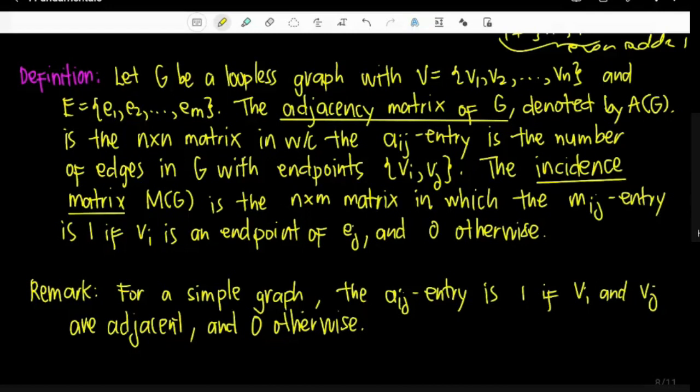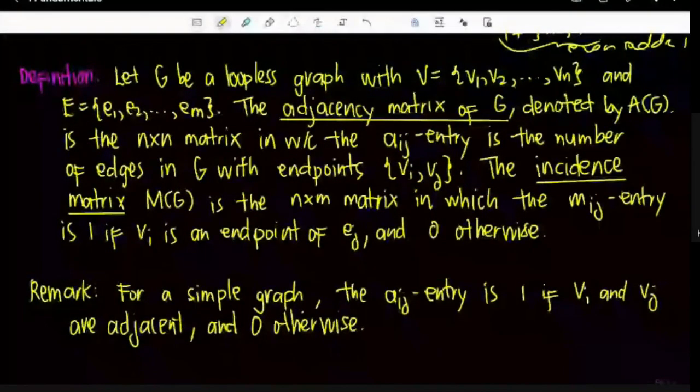Ano naman yung incidence matrix? The incidence matrix, denoted by M of G, is the n by m matrix in which the Mij entry is 1 if Vi is an endpoint of Ej. So, tinitingnan mo naman ngayon kung yung vertex i ay endpoint ng edge j. Papangalanan mo yung vertices mo, V1, V2, V3, and so on, up to Vn, at papangalanan mo yung edges mo ng E1, E2. So, pagtingin mo sa matrix, pag incident sila, 1. Pag hindi sila incident, 0.